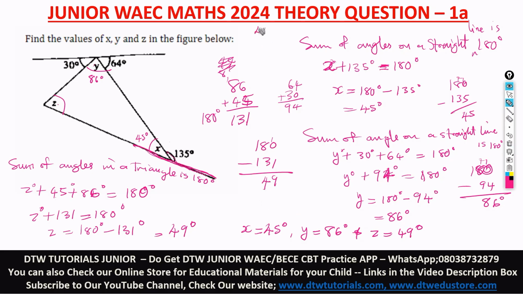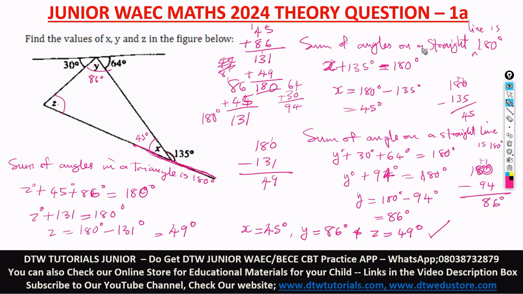So we have 45 plus 86 plus 49. Let us first add these two up. Let's break it down. This gives us 11, carry 1. That's 5. 5 plus 8 gives us 13. Then let us add it to 49. 1 plus 9 gives us 10. Put 0, carry 1. That's 4. 4 plus 4 gives us 8. And we have 180. Do you see that? So it means we are correct.